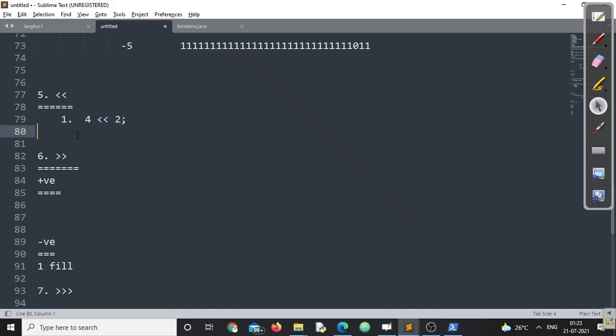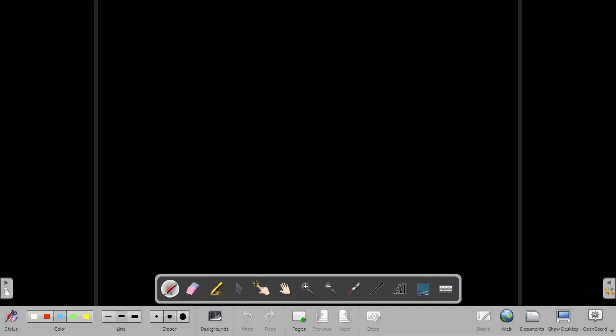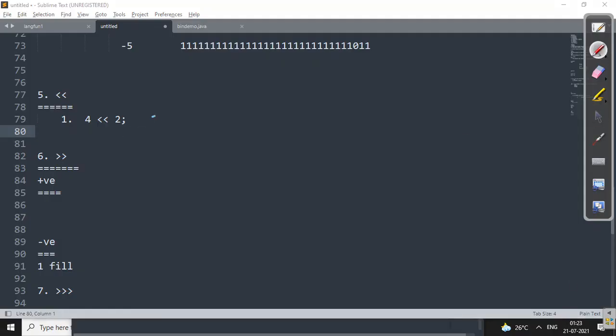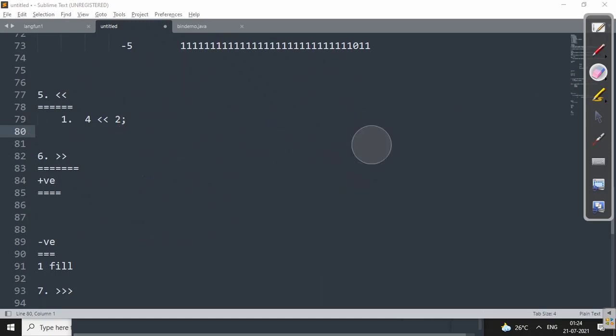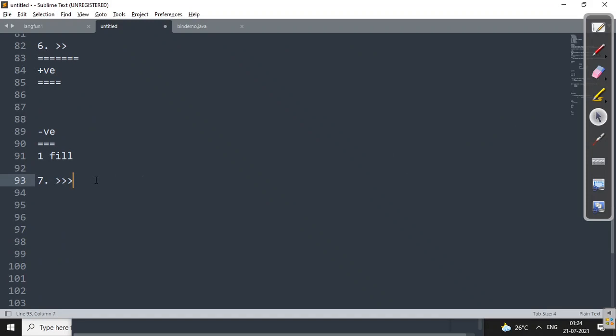But here in left shift, for positive numbers as well as for negative numbers, both are 0. But in right shift, for positive numbers, 0 will be filled. For negative numbers, 1 will be filled. Make sure you understand all these points. But if you still want my right shift to be followed by a 0 fill, whatever the number may be, for that there is one more operator called the 0 fill right shift operator.